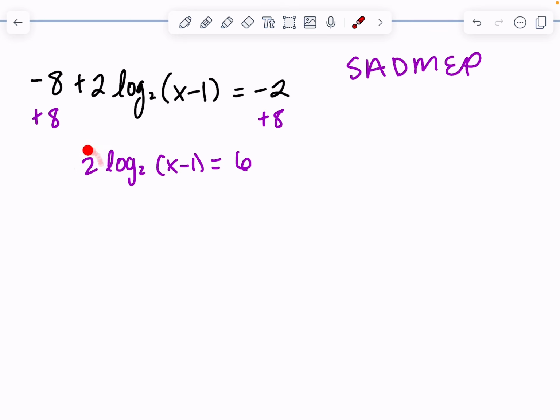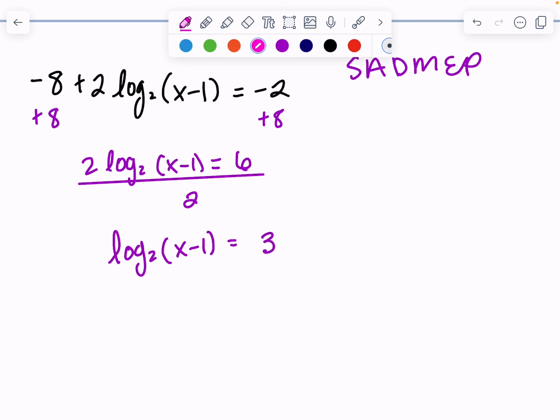And I see I have this 2 out in the front. Now some people might say, hey, with my power rule, I can make that an exponent. And whereas you could, it wouldn't necessarily be a useful help because once again, we're just trying to get rid of things. So I'm going to divide by 2 on each side. That cancels out on the left, leaving me with log base 2 of x minus 1 is equal to 3.